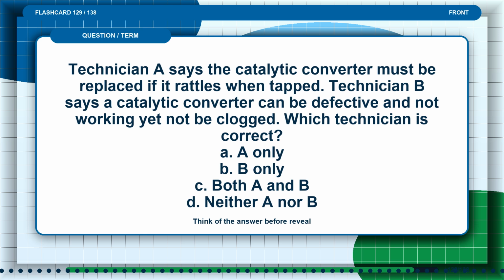Flashcard 129. Technician A says the catalytic converter must be replaced if it rattles when tapped. Technician B says a catalytic converter can be defective and not working, yet not be clogged. Which technician is correct? A. Only A. B. B only. C. Both A and B. D. Neither A nor B. Pause and think of the answer before the reveal.